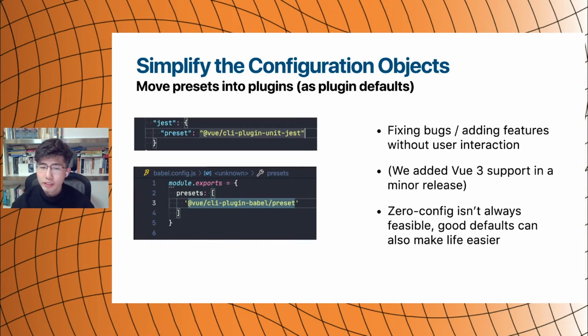zero config isn't always feasible, especially given the context of Vue CLI. We need to support all kinds of customization, and the users need to have access to these default configs. So we have to expose some kinds of configuration to the user directly, but we can provide them in a concise way, and the concept can be simplified. So these one-liners as presets are good defaults in the plugins, and good defaults can also make life easier.